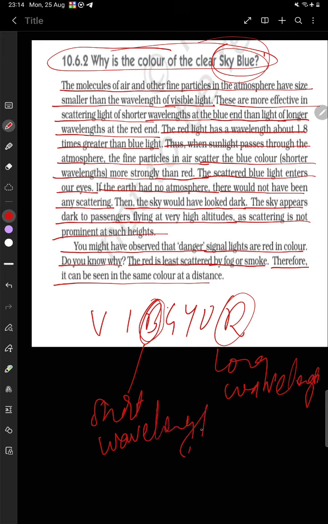Now, student, you have to understand the greater, this particle are what, student? Atmosphere particles are fine particles, student. So fine particles, what can they do, student? Fine particles, they can scatter what, student? The smaller, that is shorter wavelength, more strongly than the red color, student.